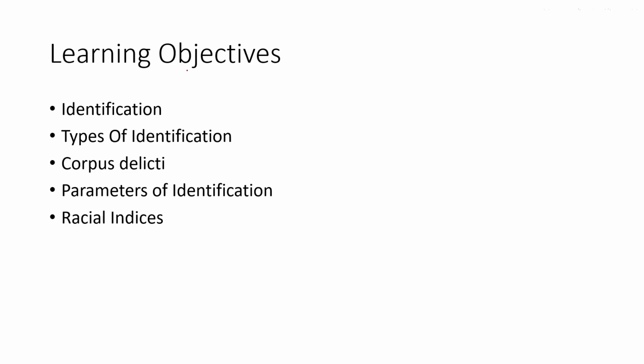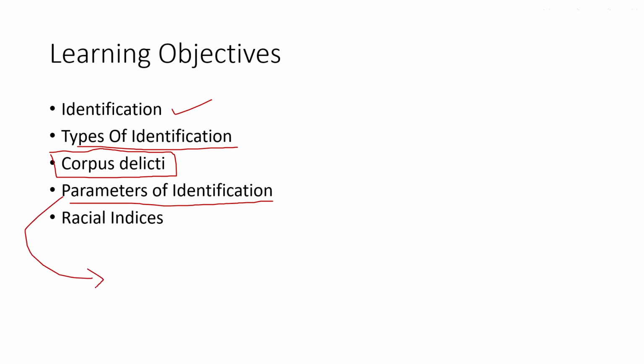The learning objectives of our chapter will be: what is personal identity? How can one define that? What are the different types of identity or identification? And a very important term, corpus delicti. What is corpus delicti? What are the different parameters of identification? Parameter means the sources through which we can find out a person, like height, age, sex, race, or others. So these are the parameters. The word parameter means through which we can identify a person.